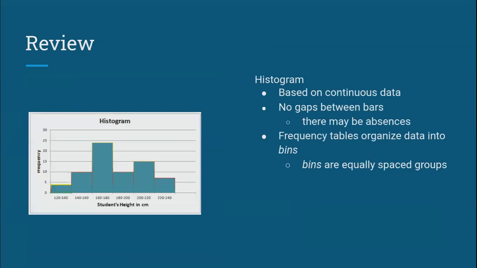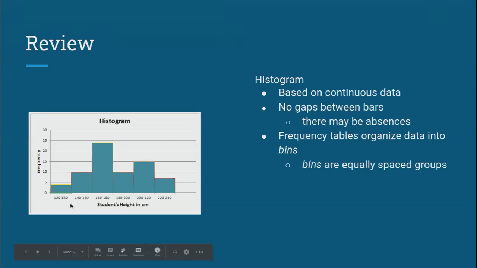Then we talked about a histogram. A histogram is based on continuous data, and to show that, there are no gaps between the bars like you would have in a bar graph. However, there may be absences. The frequency table is used to organize your data into bins, and the bins are just equally spaced groups.